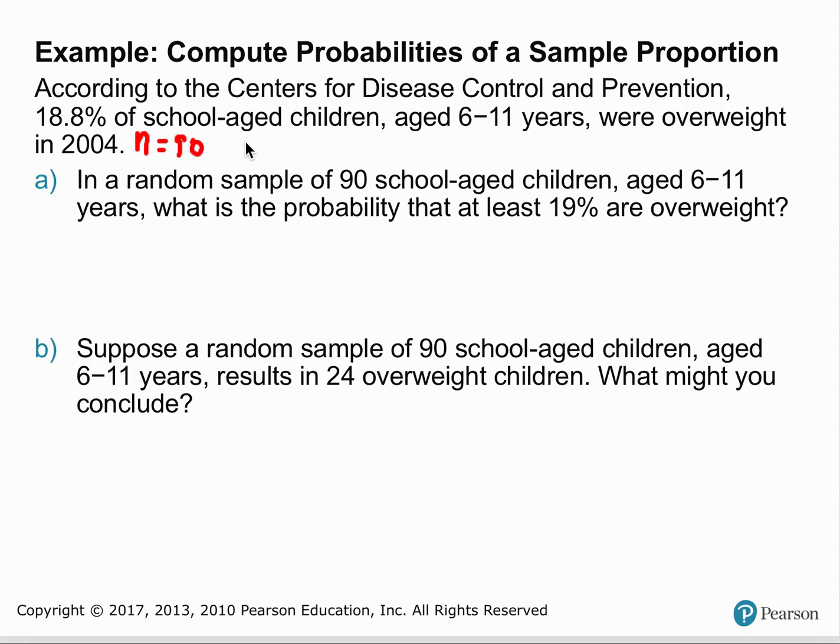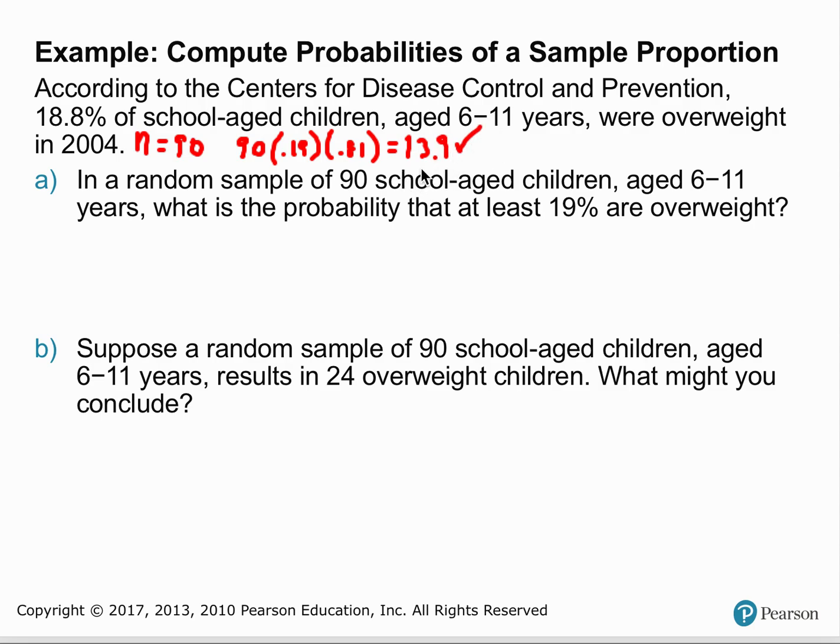Now, let's do n times p times 1 minus p and make sure it's over 10. 90 times 0.19 times 0.81 is 13.851.